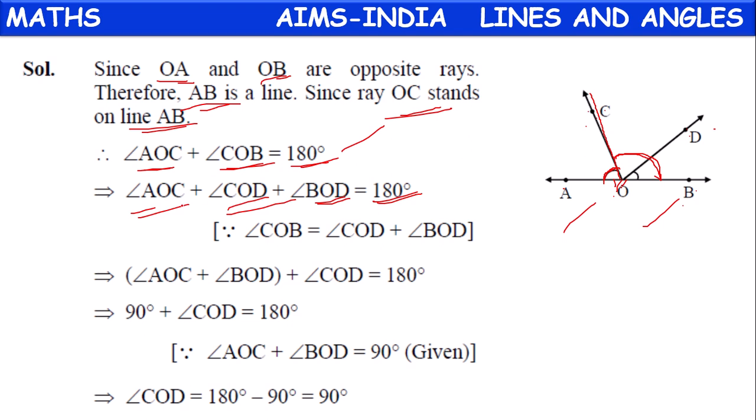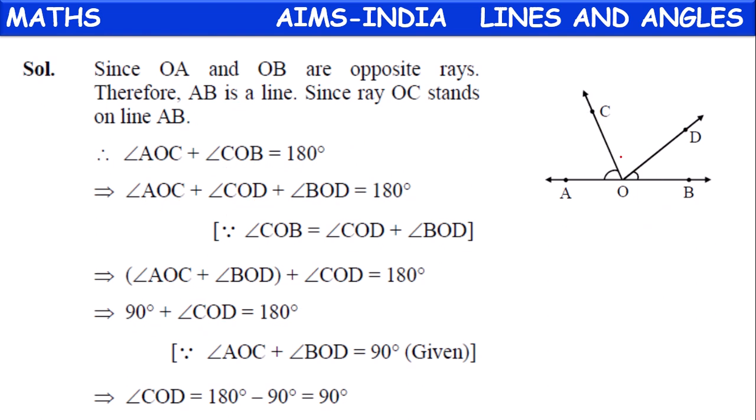So again, we can write it as this BOD, we can take in front, AOC plus BOD. They have given this AOC and this BOD, this part equal to 90 degrees, and the remaining part COD, these two will be equal to 180 degrees. So then COD equal to, this 90 will come this side, 180 minus 90 equal to 90 degrees. So this part equal to 90 degrees.